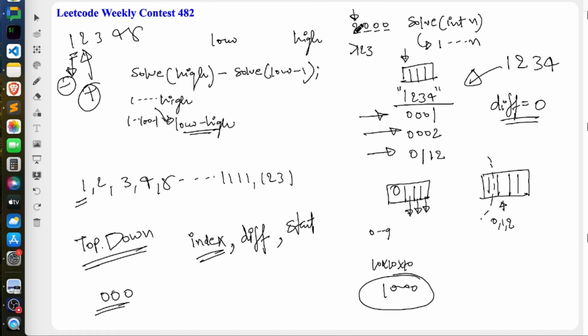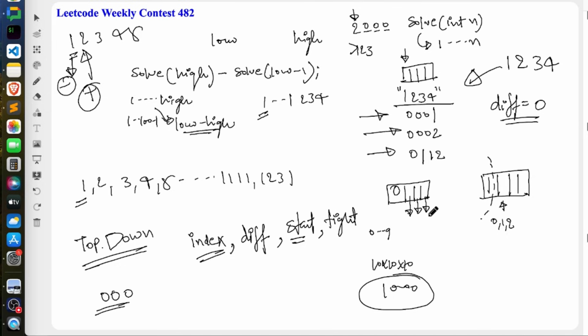Not started means, let's say you want to go from 1 to 1234. For those numbers, let's say I kept 0 here. It means that I have not started yet, because your minimum number should be 1. So if your number has at least one non-zero digit, then only I will treat it as started. And the last one is tight.